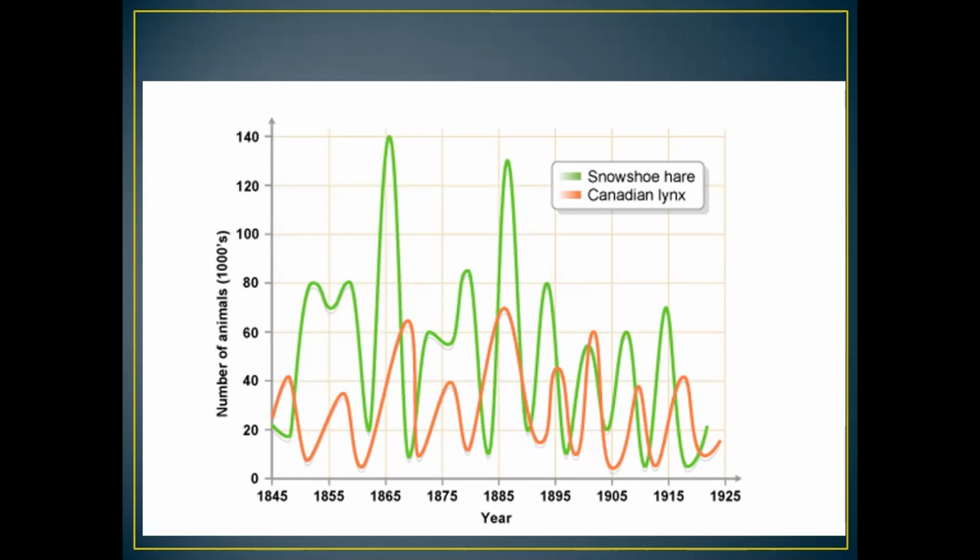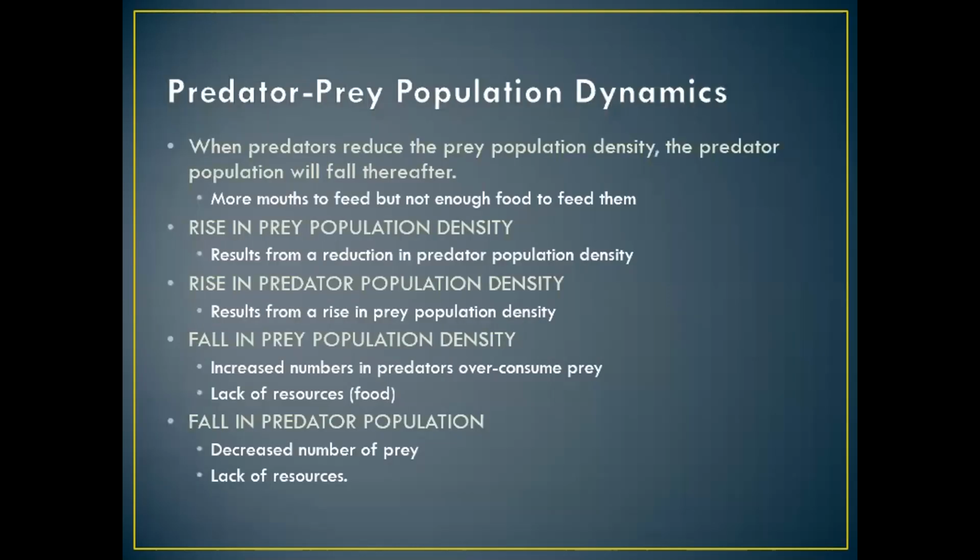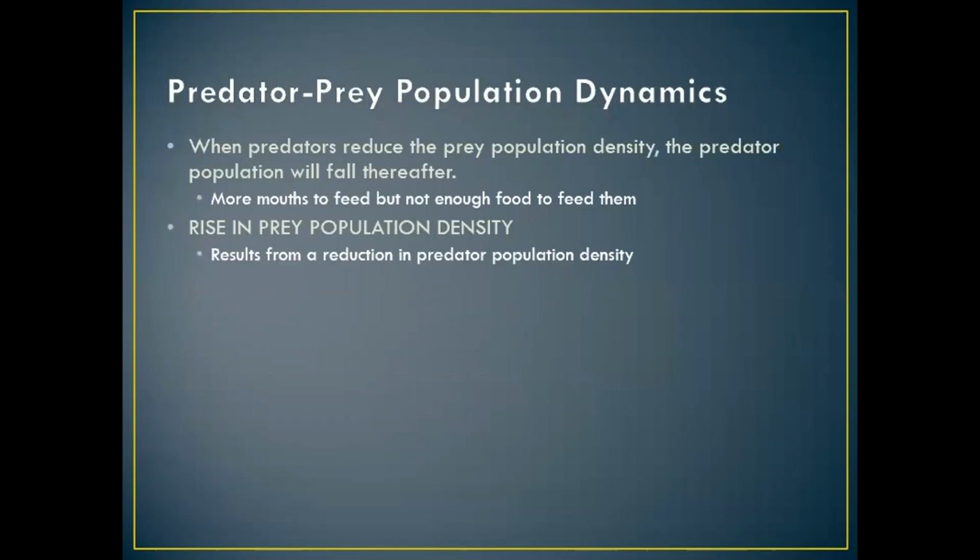So let's see if you can answer these four questions. All right. Here's the first one. We have a rise in the prey population. What would cause there to be a rise in the prey population? Not a lot of predators. That's it. Not a lot of predators. Okay? Cause and effect. So the prey goes up.